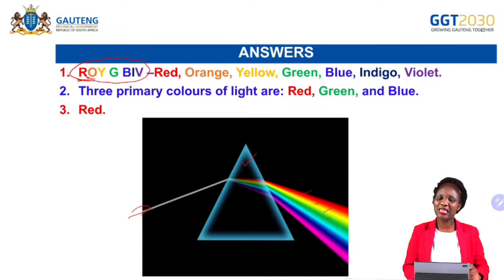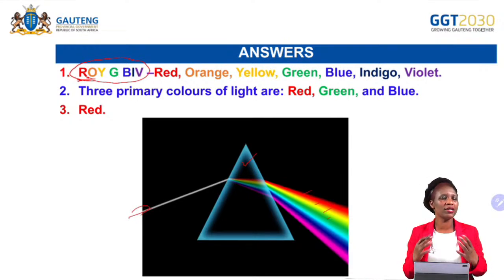Then question number 2 wanted you to list the 3 colors of primary light. And these are red, green, and blue. And these are different from the colors of paint. The primary colors of light are red, green, and blue. Make sure you take note of that. And then, which color has the longest wavelength?